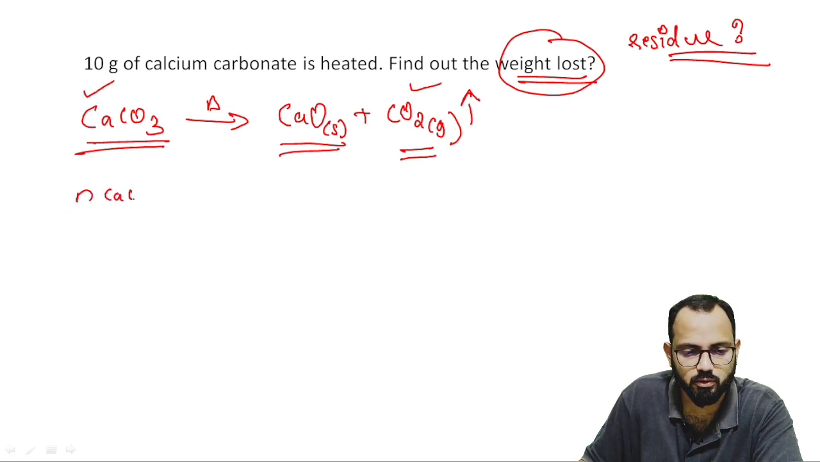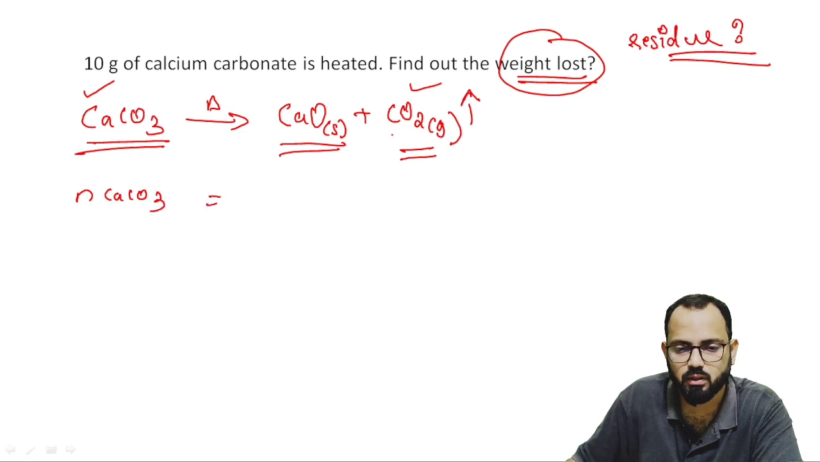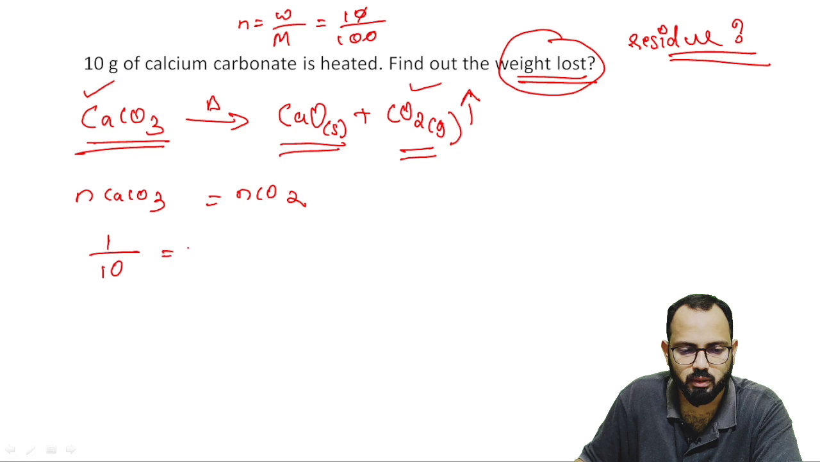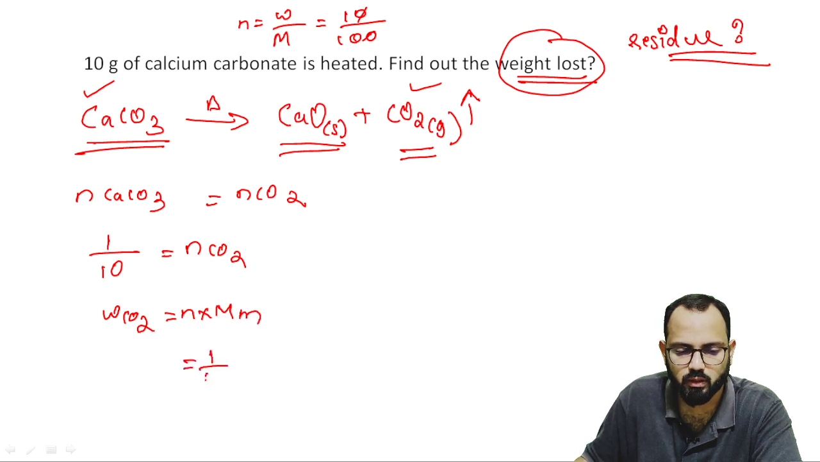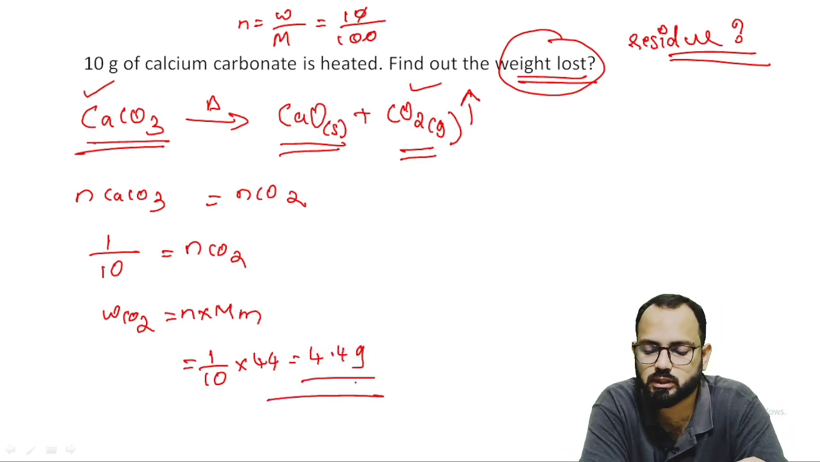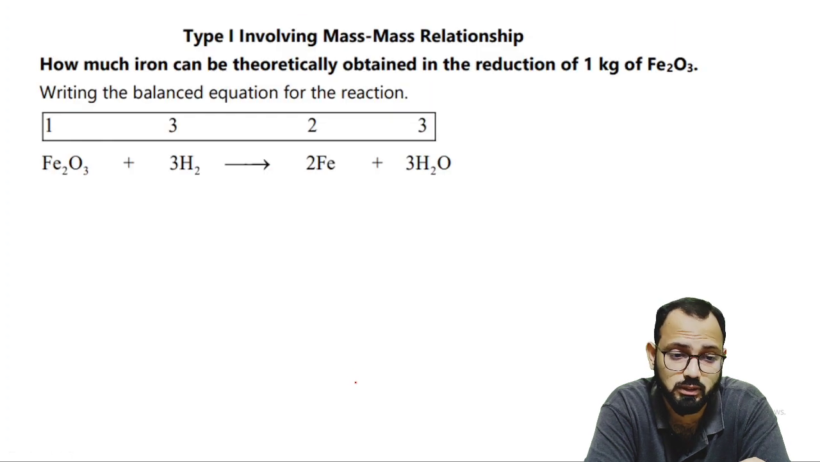So N of CaCO3 by stoichiometric coefficient 1, and here N of CO2 by stoichiometric coefficient of 1. N of CaCO3 is given mass by molecular mass, 10 by 100, so it's going to be 1 by 10. 1 by 10 becomes N of CO2. Now weight of CO2 is N into molecular mass, so 1 by 10 into molecular mass of CO2, 44. The answer is 4.4 grams. That's it. This is how you have to find out the answers for your questions.